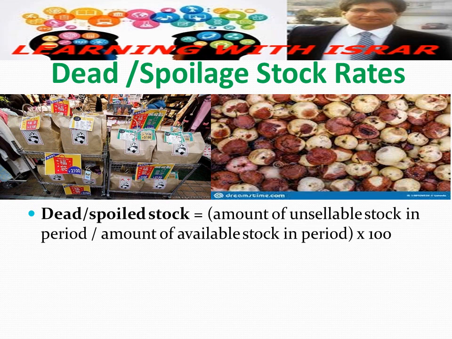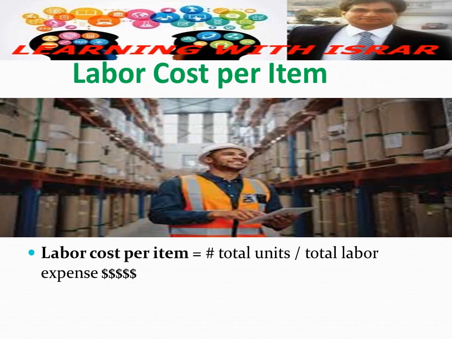Calculate dead or spoiled stock rates with this formula: the amount of unsellable stock in that particular time divided by the amount of available stock in that period, multiplied by 100. So you can find out the percentage of dead or spoiled inventory out of total inventory. It will tell us the performance of our inventory management, so how we are managing our inventory in a supply chain.